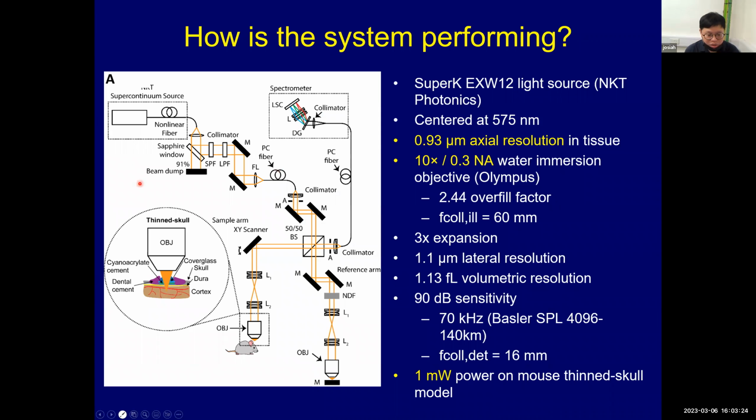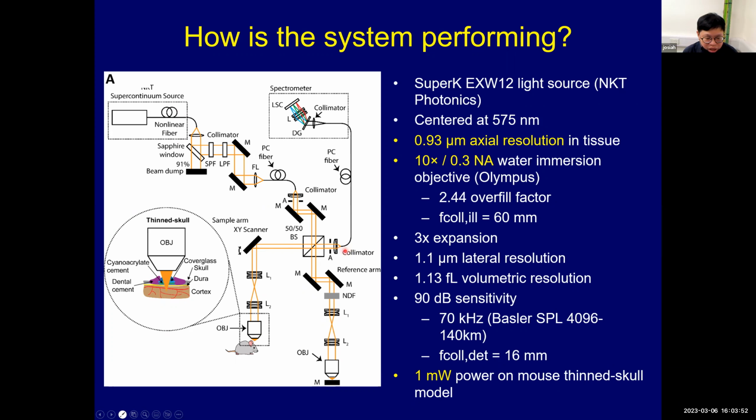This is a very typical OCT schematic diagram. Basically the light is filtered and then sent to a beam splitter. I'm not going to talk about this too much. In the beam splitter, as I mentioned before, it is split to the sample arm and the reference arm, and then the light will come back and be detected here.